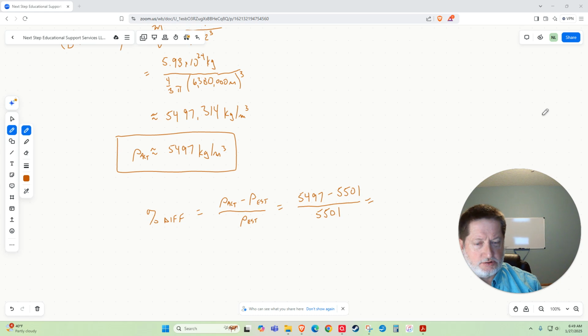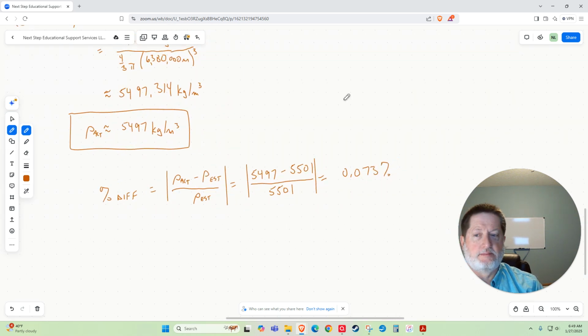Now, because of the way I arranged this, you get a negative number. That's okay. We're going to just take the absolute value. We're just concerned about how far away we are. We're not concerned with whether it's positive or negative. If you calculate that as expected, you get a very tiny 0. Move that decimal twice. You get 0.073-ish percent difference between the answers of part A and part B.